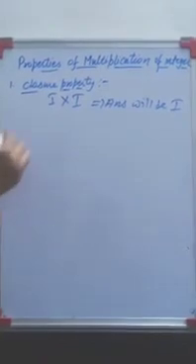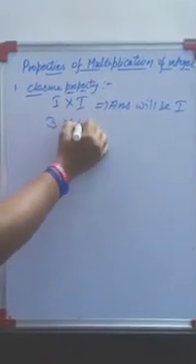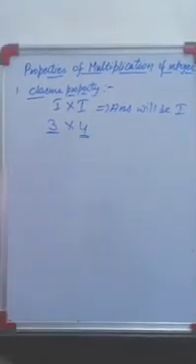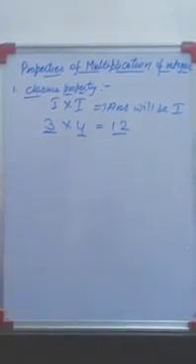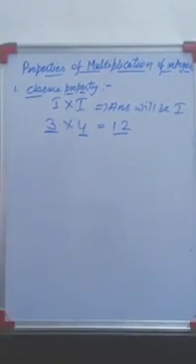For example, if I take 3 into 4, 3 is an integer, 4 is an integer, right? 3 into 4 is how much? 12. Is 12 an integer or not? Yes, right? So this is the closure property.